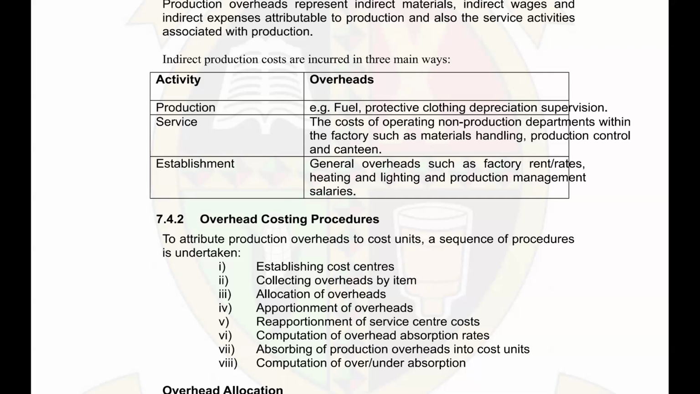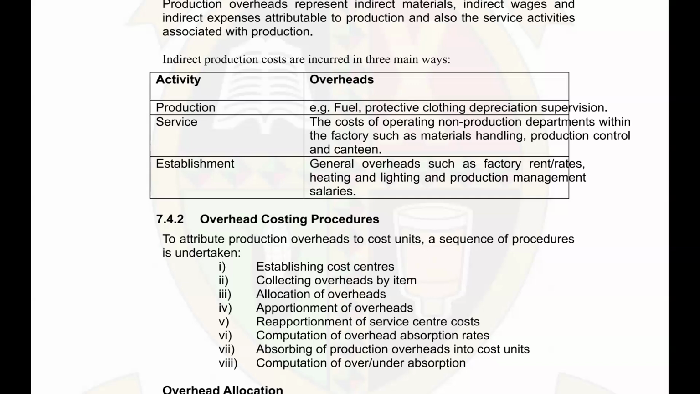When it comes to the costs, the services, it could be the cost of operating non-production departments within the factory, such as maybe the material handling, production control, canteen, securities, like security guards. For example, there are those security companies that send guards to guard your buildings, your items, your assets, yeah?